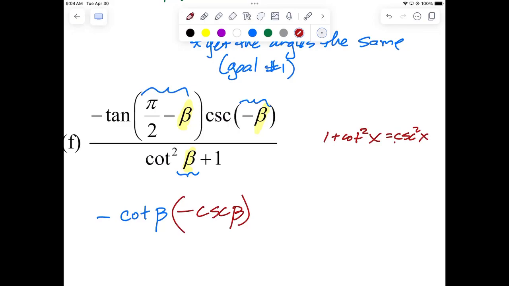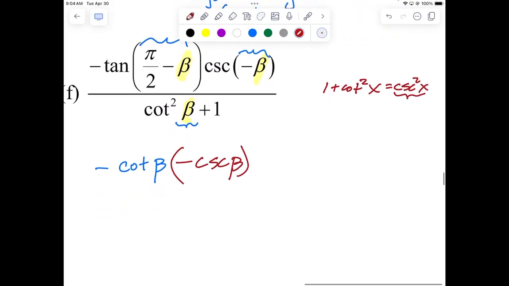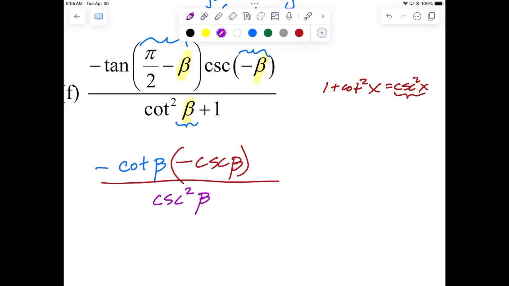Yeah. So would it be worth replacing it with a single trig function? Getting rid of two terms and writing it as one term? That's for sure, because then we can divide out common factors. So yes, the angle is already beta, so I'm going to go ahead and call that cosecant squared of beta in the bottom.